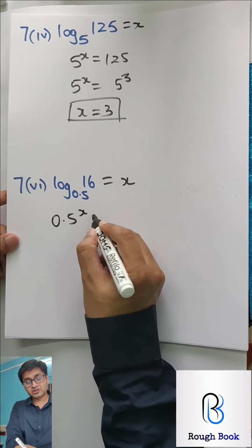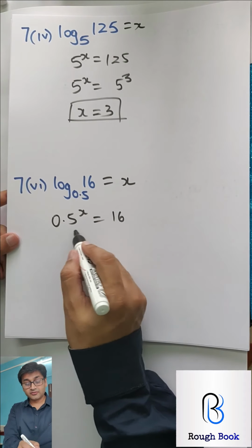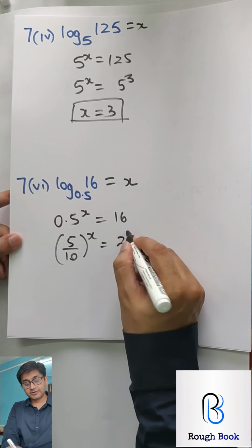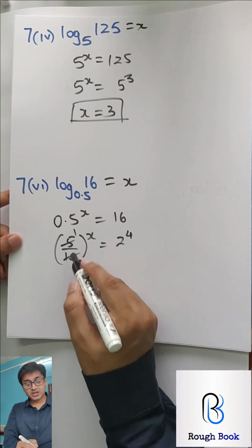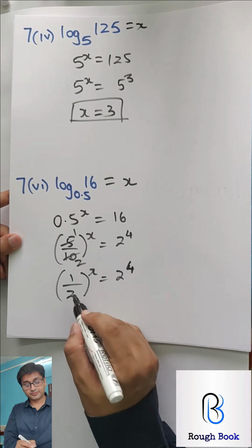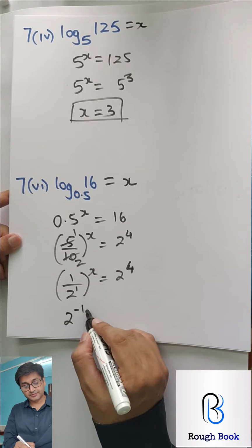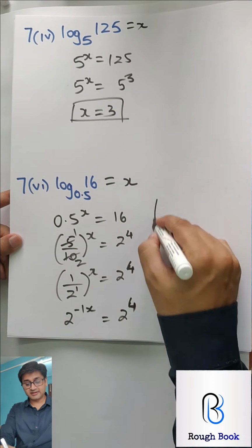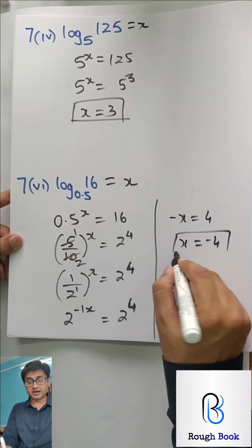So 0.5 raised to x equals 16. Now what to do? Bases are different. So convert this 0.5 as 5 upon 10, and this will be 2 raised to 4. When I cancel this, some connection. So 1 by 2 raised to x equals 2 raised to 4. This is 2 raised to minus 1, so when this goes up, it becomes 2 raised to minus 1 into x, and 2 raised to 4. So bases are same, index is also same. So x basically becomes minus 4.